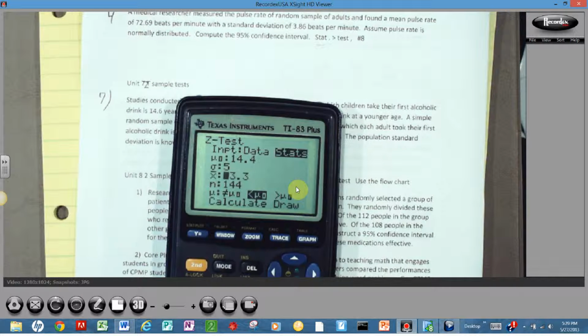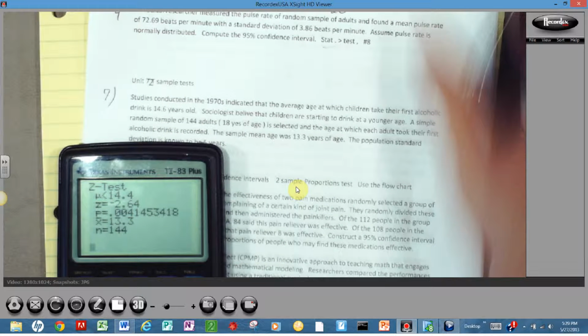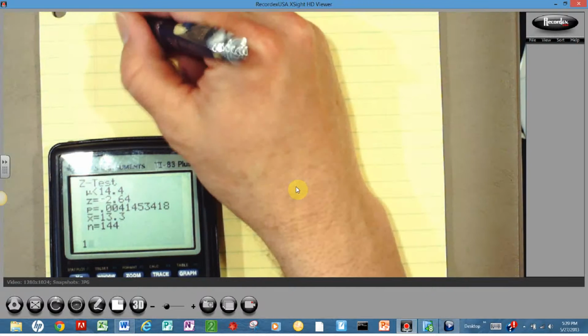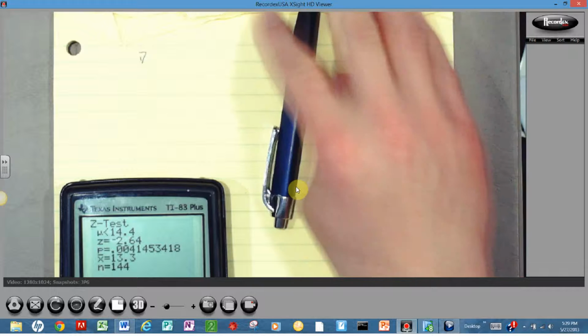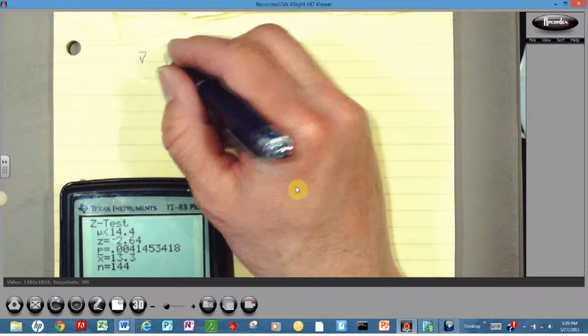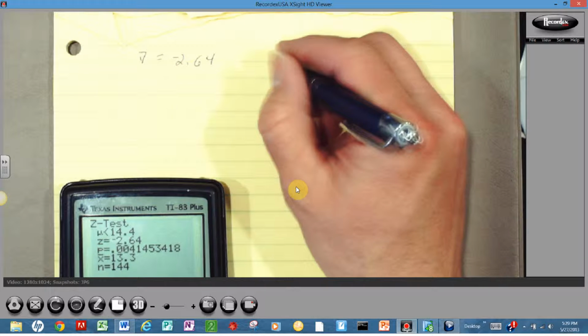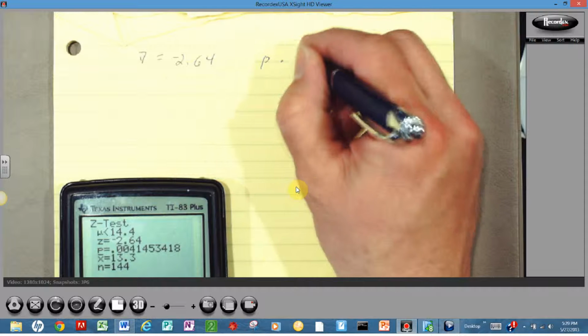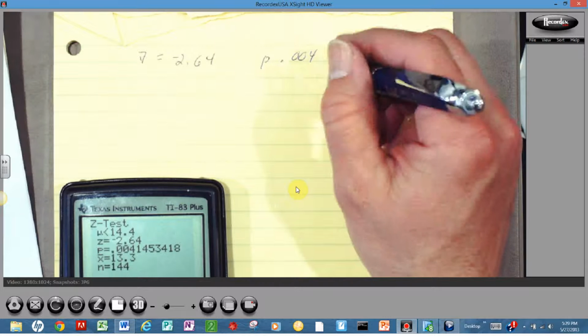And if I go down here to calculate, I'm just going to look at the p-value that comes up. And my p-value, let's get my z-score first. My z-score here is a negative 2.64. So on problem number 7, the z-score is negative 2.64, and the p-value is 0.00415.